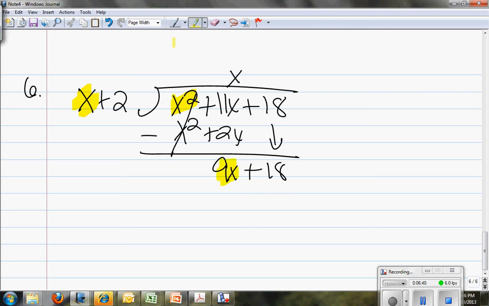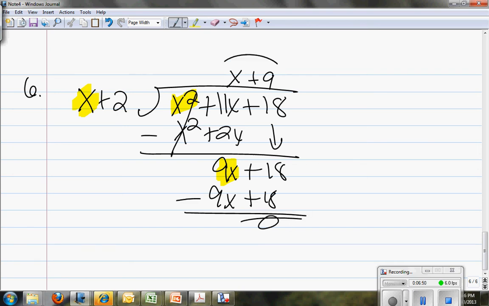X goes into 9x, well, 9 times, plus 9. 9 times x, 9x. 9 times 2, 18. Subtract, they're the same, we end up with 0. Final answer, x plus 9.